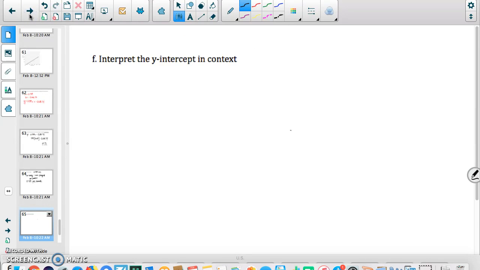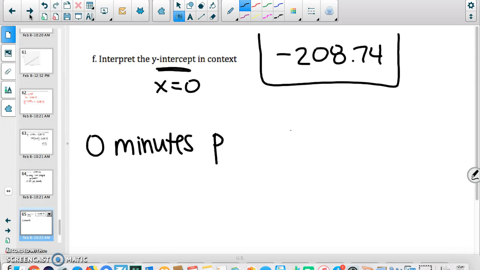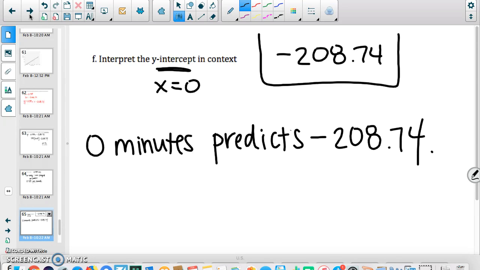Now let's interpret the y-intercept. So our y-intercept was negative 208.74. Now let's interpret that. Our y-intercept is when x equals 0. So 0, what was our x again? It was minutes. So 0 minutes predicts negative points being scored. That doesn't make any sense. There's no way you can score negative points. This is not a good prediction. Bad prediction.